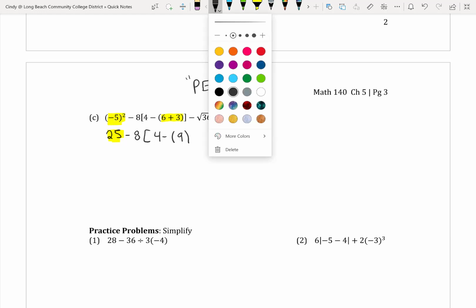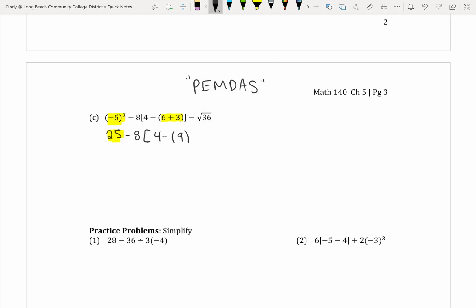Okay. Just going left to right, I realized that I'm going to have my negative 5 squared, which is positive 25. And I know that inside my order of operations, I have parentheses inside brackets. So I wanted to do that first. And I still haven't done anything with that. And I have the square root of 36. So now I have 25 minus 8. And on the inside of those brackets, I have 4 minus 9, which is going to give me a negative 5.